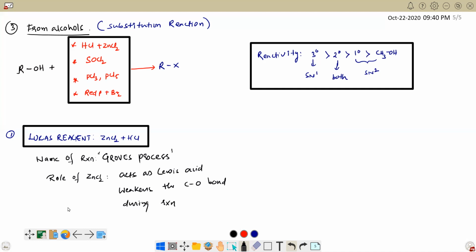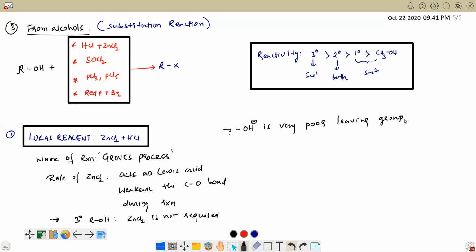And one more point you can add here. For 3-degree alkyls, Lucas reagent is not required. Sorry, ZnCl2 is not required. For these tertiary alkyls, ZnCl2 is not required because they are themselves more reactive. Actually, it is a catalyst. How it acts, I tell you. If you see an OH group, OH minus is a very poor leaving group, so we cannot displace it easily.